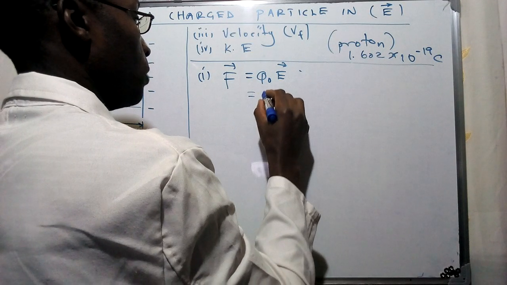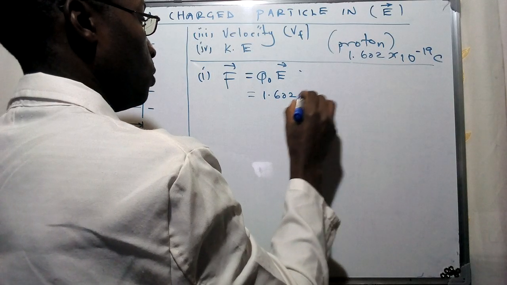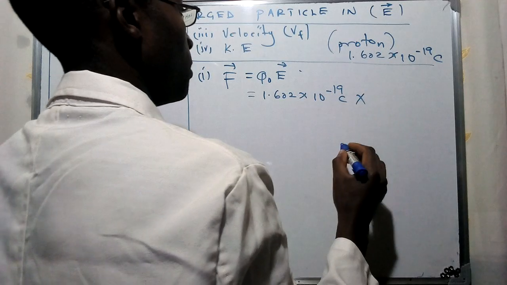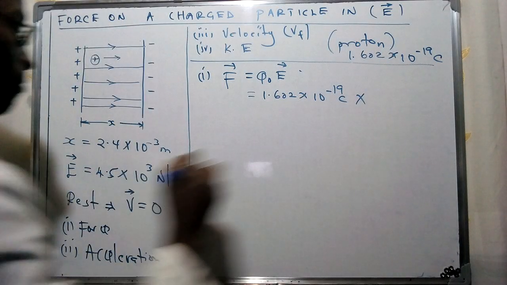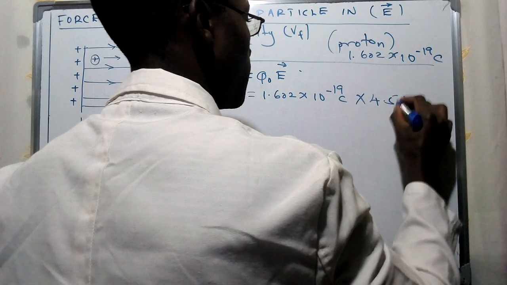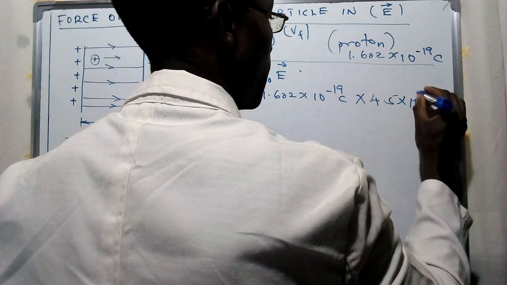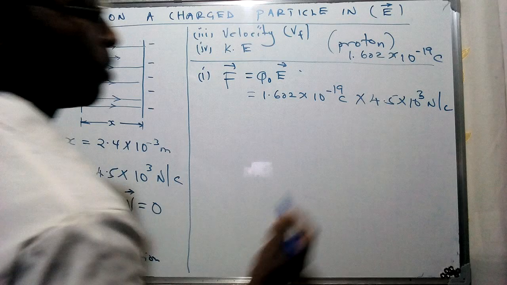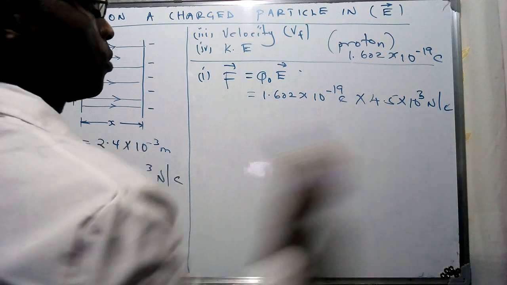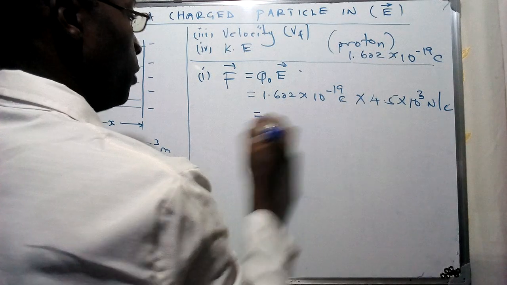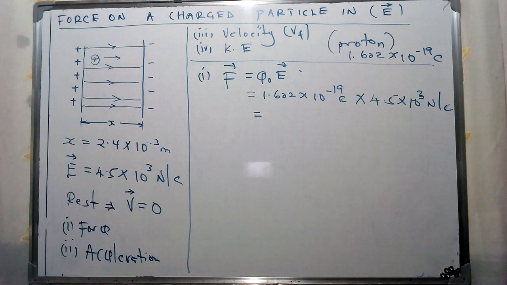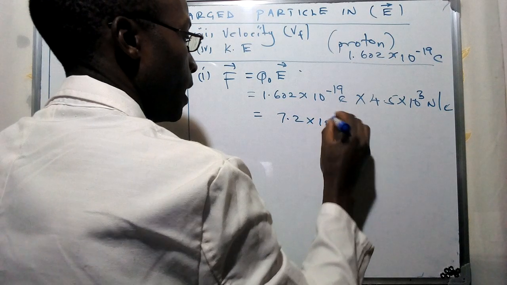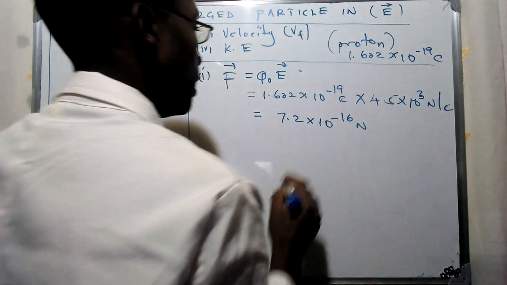So we're going to have this one as 1.602 times 10 negative 19 coulombs times the electric field, which has been given as 4.5 times 10 to the power 3 newtons per coulomb. As we can see, these specific units are going to cancel out, and we're going to remain with the newtons. The force, in terms of newtons, is equivalent to 7.2 times 10 negative 16 newtons.